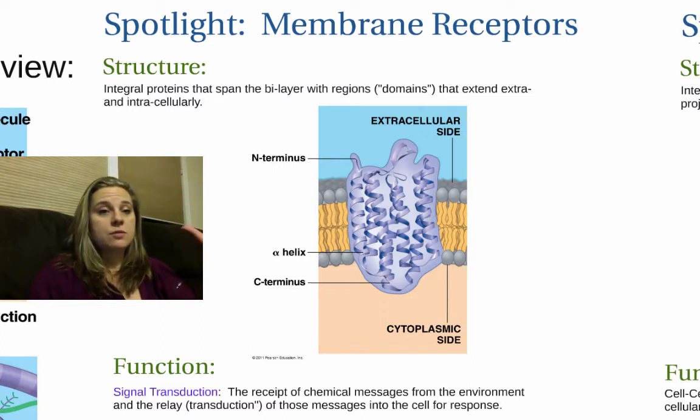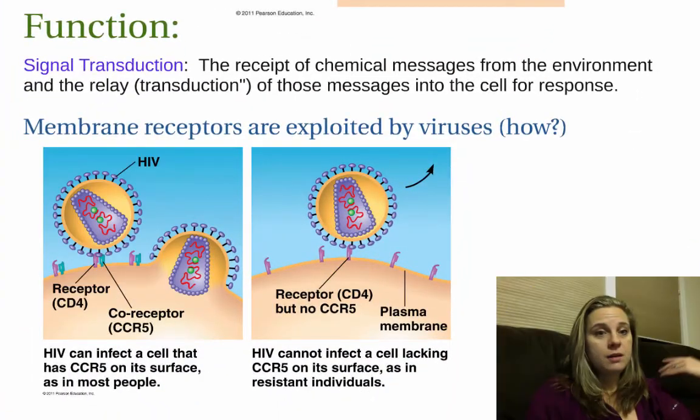So they always have the N terminus and the C terminus, where signals come in and where they go out, and they create that signal transduction, that movement of that message from wherever it's coming from to whatever it has to do for the cell to respond. So something like this. Membrane receptors, though, can be used and abused by other organisms, such as viruses.